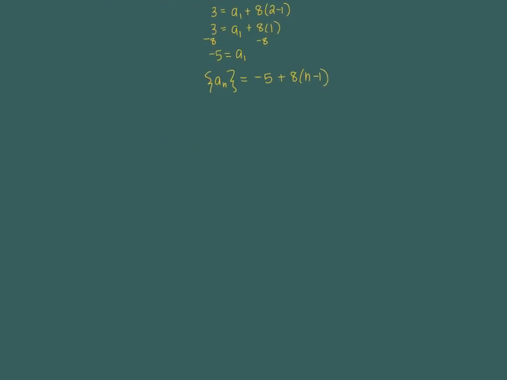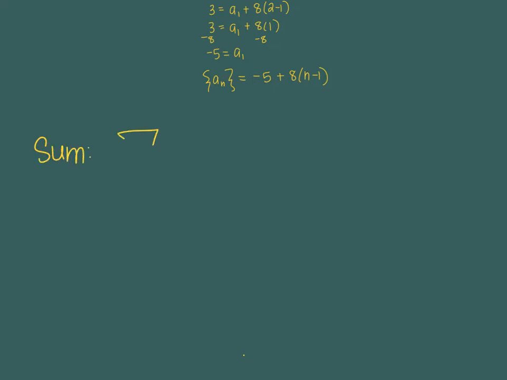Another thing you might be asked to do with arithmetic sequences is to find their sum. We write sum like this in Greek. That is the Greek letter sigma, and that would be written like this. That would mean take all the numbers in the sequence and add them up together to get a single number.